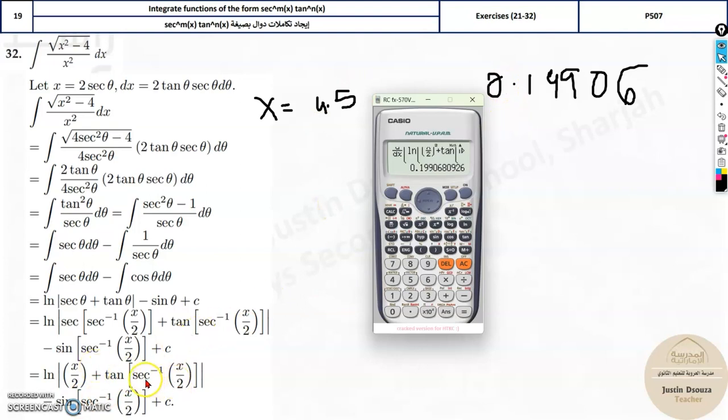Now, what if it was cosecant inverse? Just use sine inverse bracket 1 by x. Just remember about that. So that is it. That is how you can easily solve the answers for this. And you can check the answers.